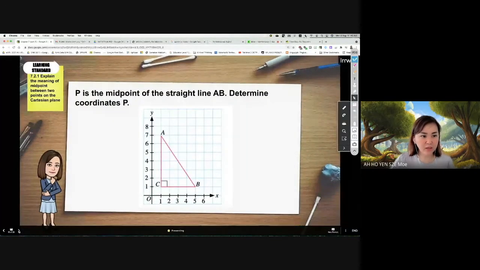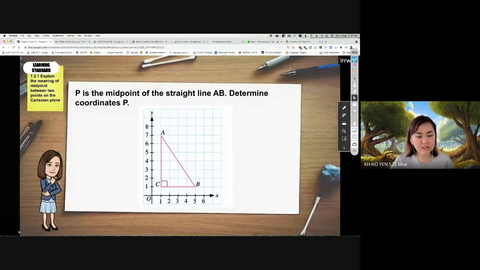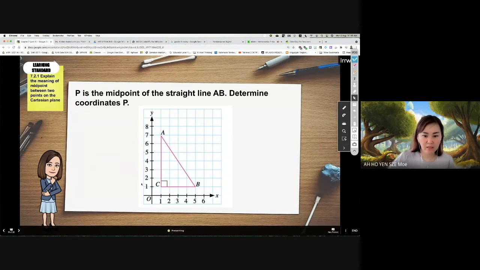Okay, so this one, just now, it's easy for you to determine the midpoint. This is another question from the textbook, an example in the textbook. They ask you to determine the coordinate P. The P is the midpoint of AB. So this is our AB, from A to B, right? How do you determine it, because you can see this is a slanting line here? How do you go and count the box? Very hard for you to count the box, right?